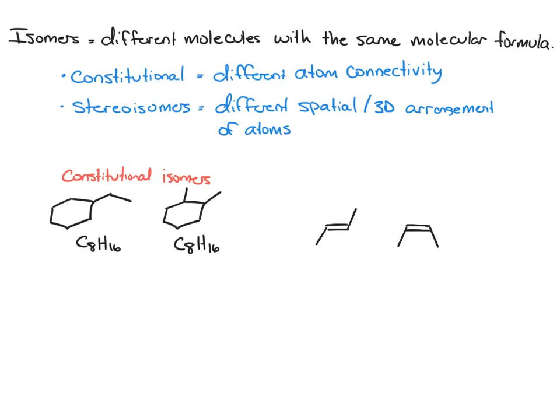In both cases, you have a 4-carbon chain. So the connectivity is the same, but 3-dimensionally, these are different. In this first one, you have these 2 methyl groups on opposite sides. On the second one, you have the 2 methyl groups on the same side. So these have different 3D arrangements. These are stereoisomers.